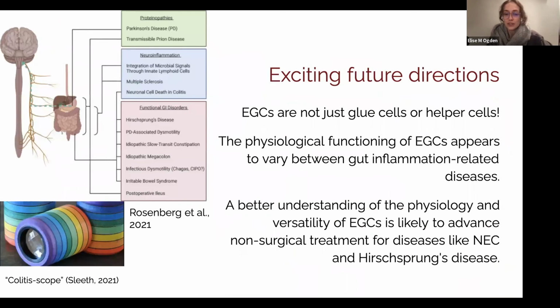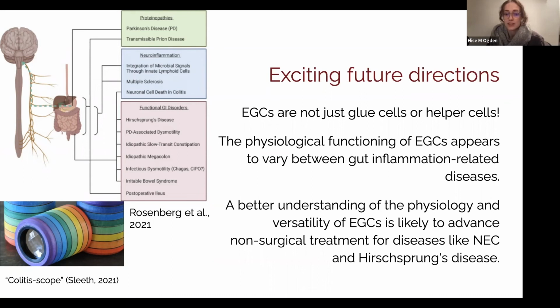Enteric glia are not just glue cells or helper cells. The physiological functioning of enteric glia appears to vary between gut inflammation-related diseases. A better understanding of the physiology and versatility of enteric glia is likely to advance non-surgical treatment for diseases like NEC and Hirschsprung's that may alleviate some of the long-term concerns for infants who've survived NEC.